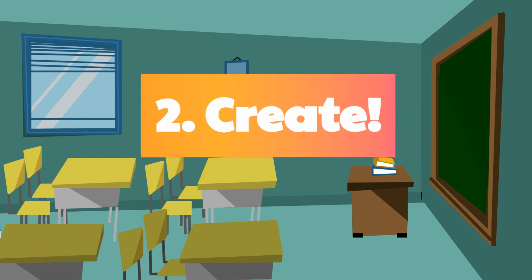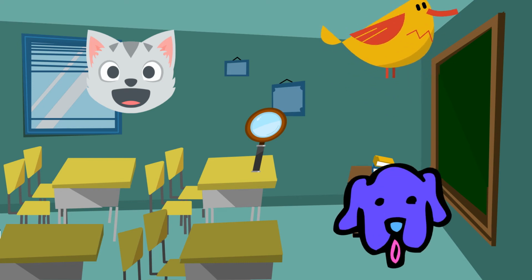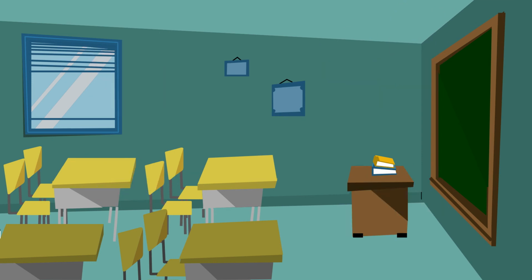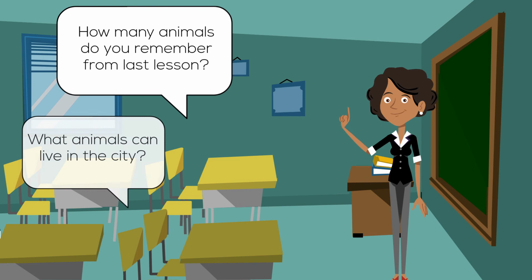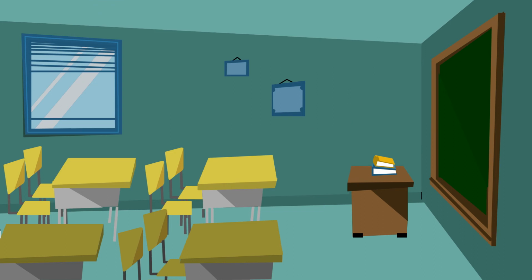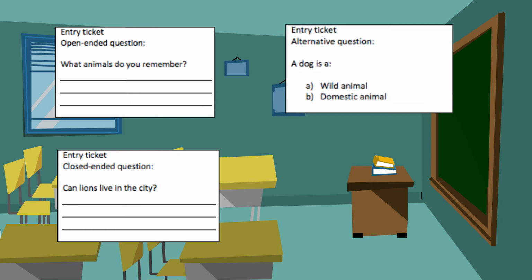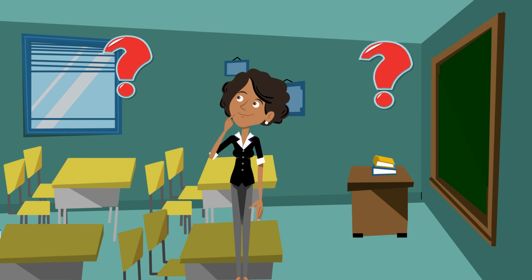Second, create. Decide what you would like to review. If your students learned about animals the previous lesson, you can write any of the following questions on the entry ticket. How many animals do you remember from last lesson? What animals can live in the city? What animals can live in the jungle? These questions can be open-ended or closed-ended, or you can have alternatives or matching activities. It depends on how you think your students will recall the content the best.